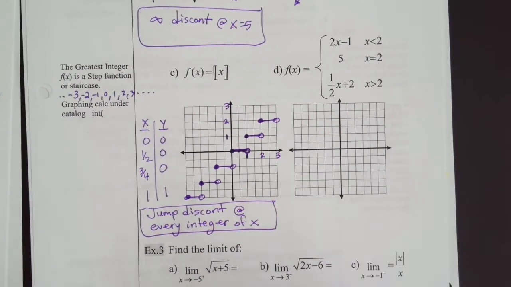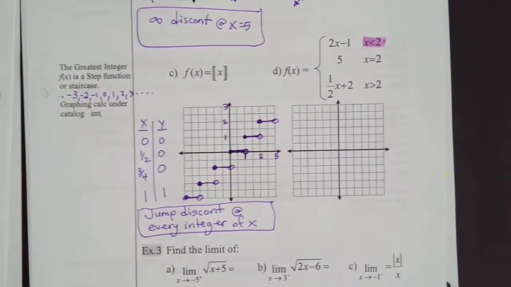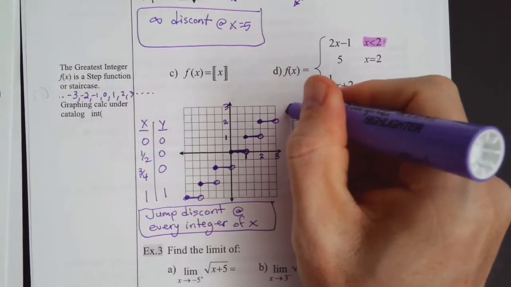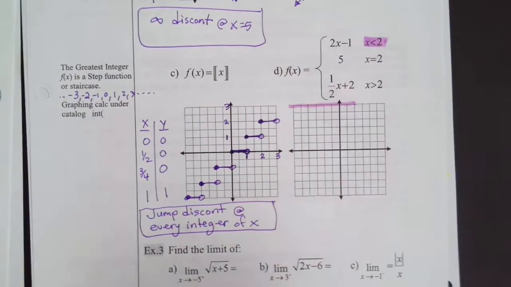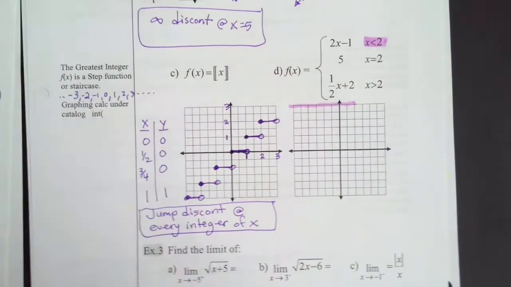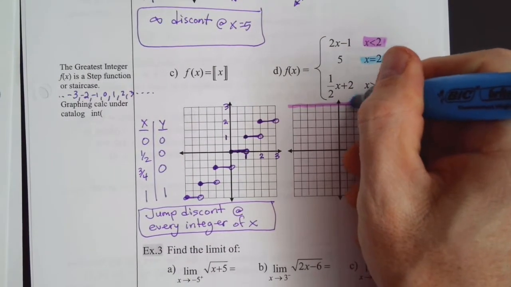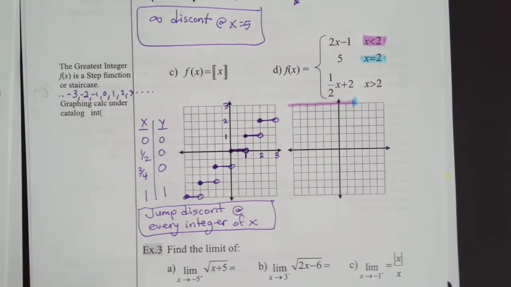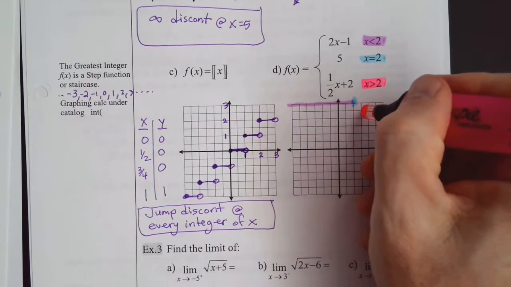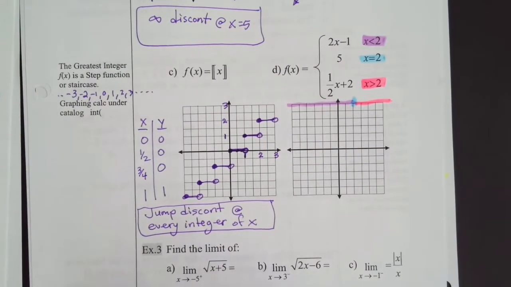Now we have a piecewise defined function. I'm going to color code this. For x less than 2, I'm going to use purple. So x less than 2 is right here. And then for x equals 2, I'm going to use blue, but that's just a single point there. And then for x greater than 2, I'm going to use pink. So that's going to be over here. So I have 3 sections of the graph, a piecewise defined function.